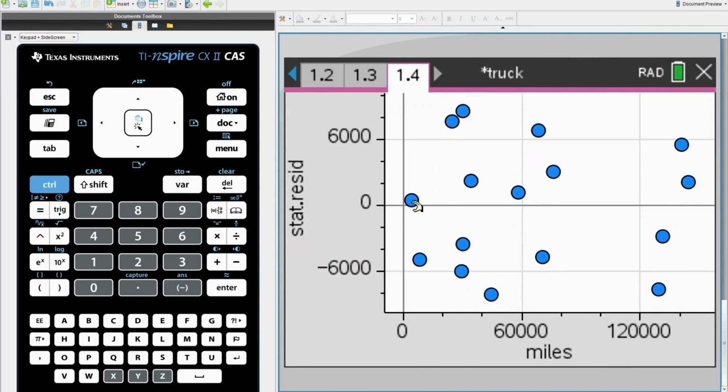Remember that one data item that was pretty close to the line? Well, there it is again with its X value and its residual value. It was only off by $458 in its prediction.